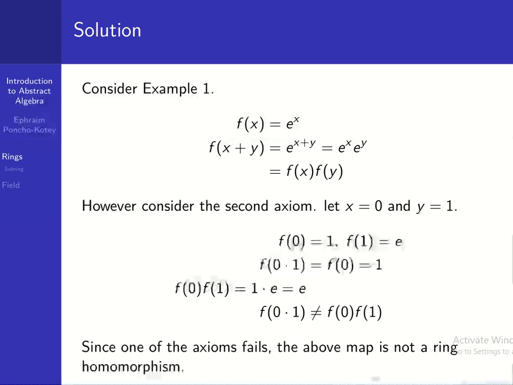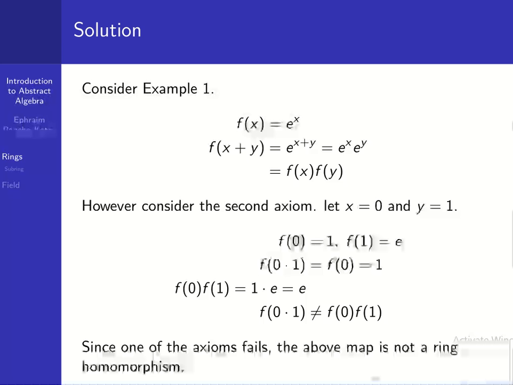Now f of 0 times 1, that's f of 0 and it's equal to 1. But take note, f of 0 times f of 1 is e. So it's not the same as f of 0 times f of 1. So we have this inequality. Hence, the second axiom fails.